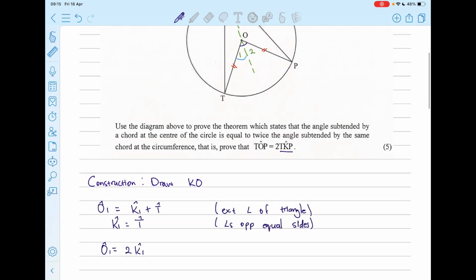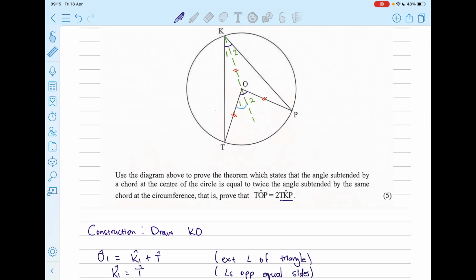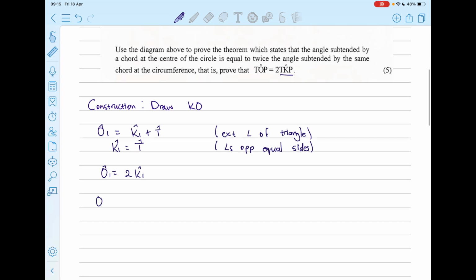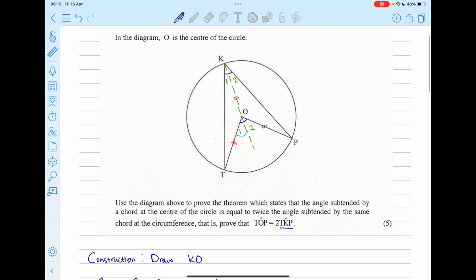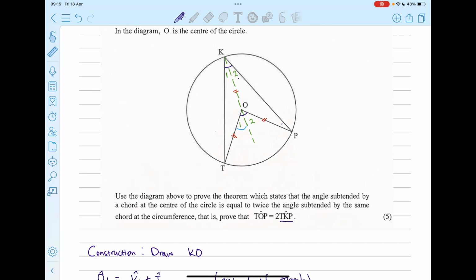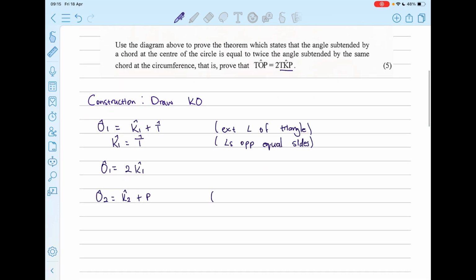We're going to do the same for the angle at O2. So O2 will be equal to K2 plus angle P. And you can see this is your K2, here's your angle P, and once again, it's because of the exterior angle of a triangle, because O2 is here. So exterior angle of triangle.